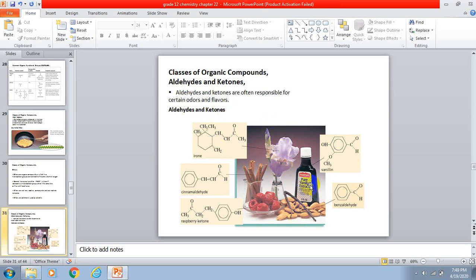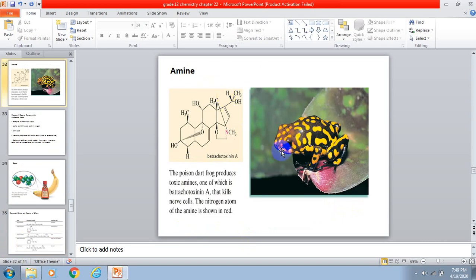Now look, we have almond, pure vanilla extract, raspberry, and cinnamon here as well. So these are vanillin, benzaldehyde, raspberry ketone, cinnamaldehyde, and this is ionone as well. Got the idea? Amines.